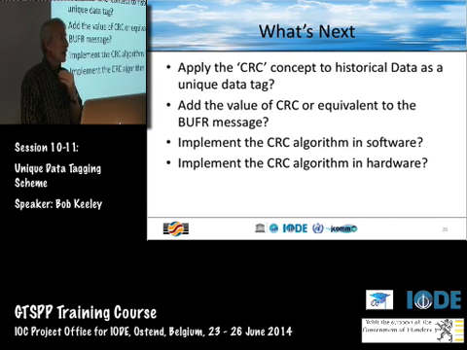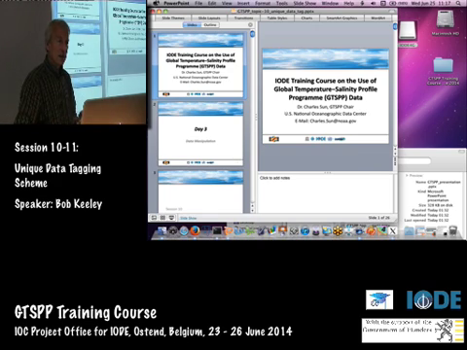So when BUFR, which is a binary form of message types for the GTS, which is in the process of being implemented across the world, is actually running and all data are traveling in this BUFR message structure, then we won't need to use this CRC anymore. There is a unique identifier that can be attached in the real-time message and in the delayed mode. But converting all data to this message structure started about 10 or 15 years ago, and we're not complete yet. So using the CRC will continue for some period of time. Okay, so that's the short version.